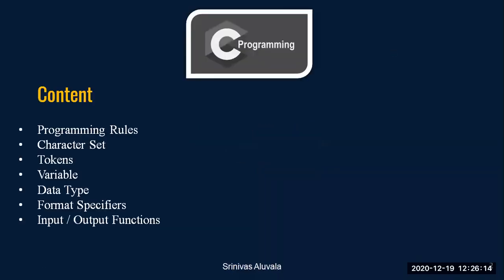Now, back to another session. In this session, we'll learn more about C programming, going in depth into the programming rules, what the programming rules are, and what character set we are supposed to use as a part of the C programming language, what tokens are, what variables are, what a data type is, what format specifiers are, and input output functions.